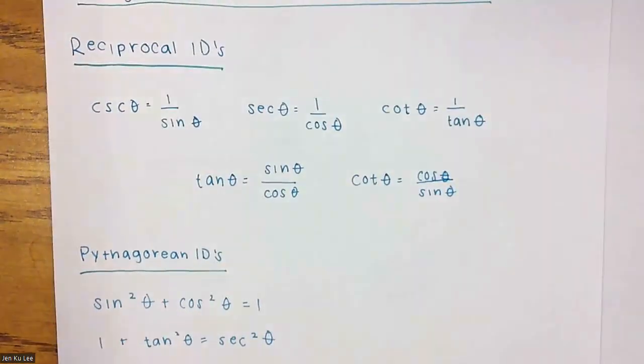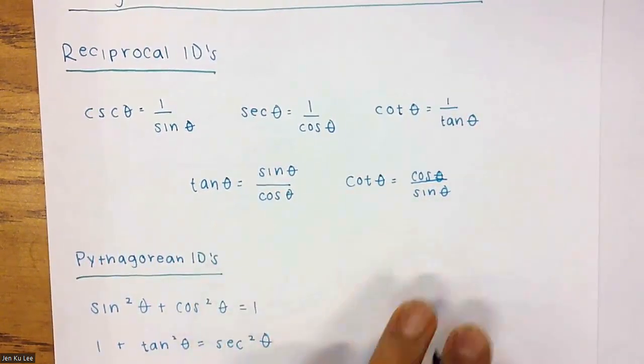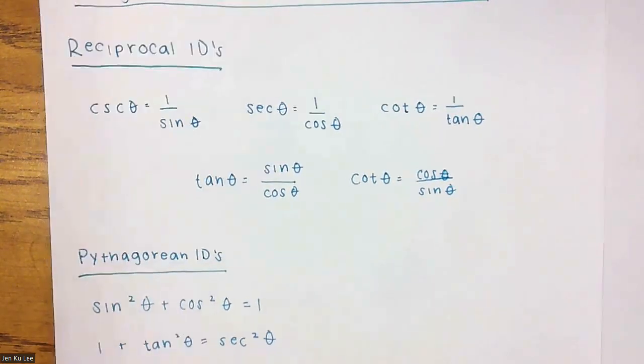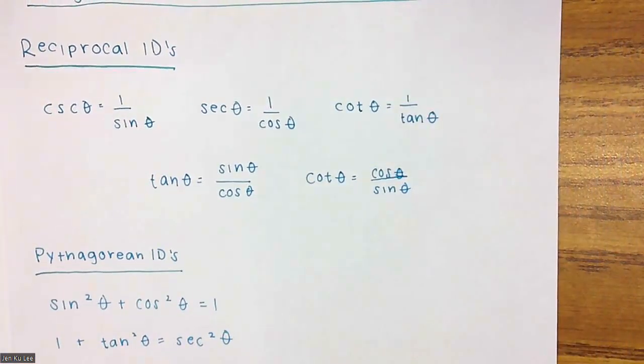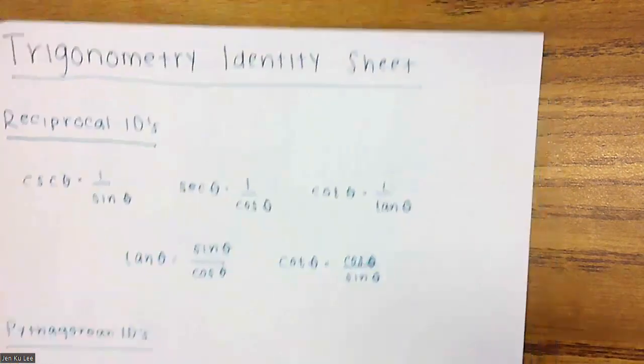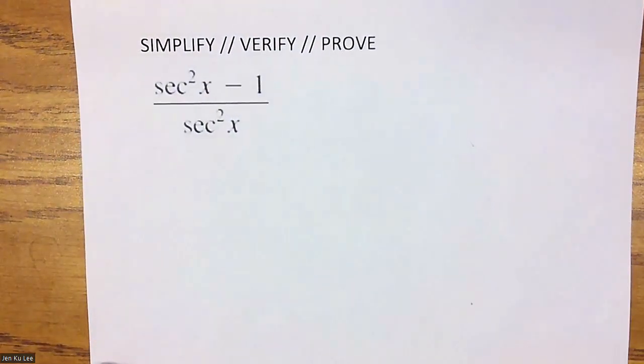So please get to know the reciprocal identities along with the tangent and cotangent and the Pythagorean identity, right? That's what we have so far. This list is going to grow as we go into chapter 7. So this is my next one. We are simplifying.